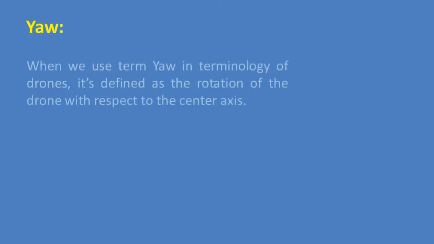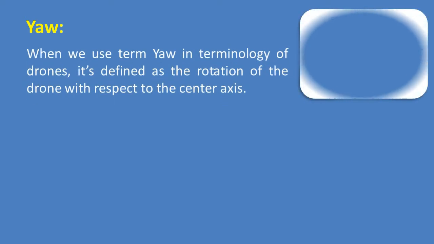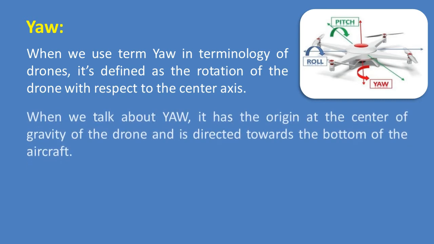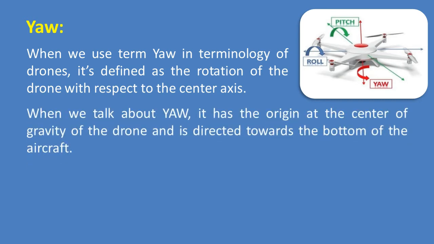Yaw. When we use the term yaw in the terminology of drones, it is defined as rotation of the drone with respect to the center axis. The image shown here is the center axis and this rotation is yaw. When we talk about yaw, it has the origin at the center of gravity of the drone and it is directed towards the bottom of the aircraft. The term yaw is also known as azimuth.